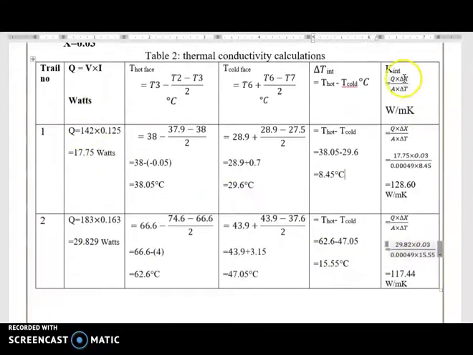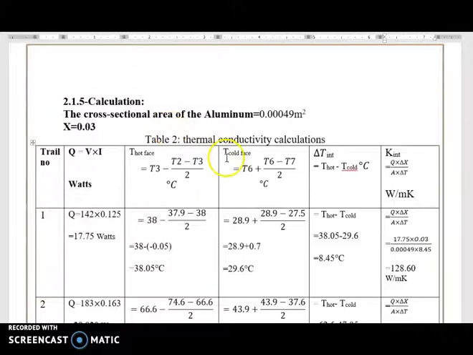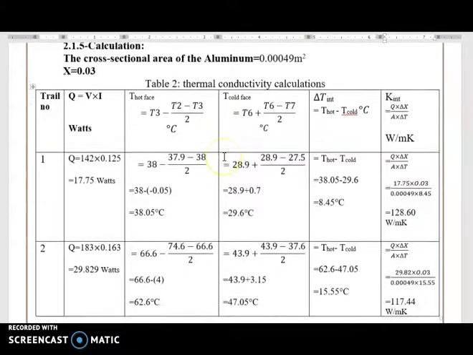From the trials you have K_int values of 128.60 and 117.4. You can write trial 1 is this, trial 2 is this, and we can take the average of these values as the final thermal conductivity of aluminium. This is how it is going to be. After this I will provide you individual values so that you can do the calculation and complete it here in the class itself. Thank you.